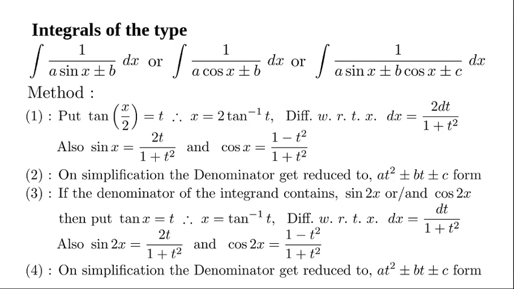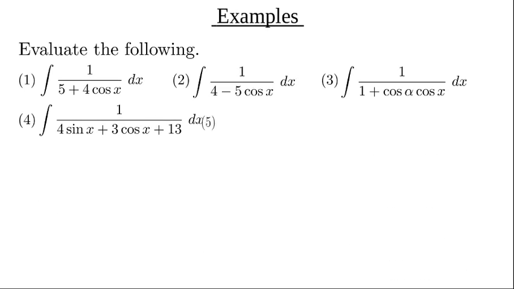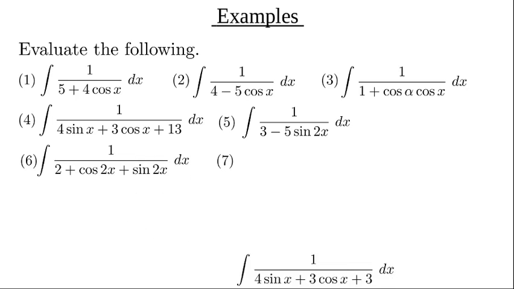So let us consider. And again, after simplification, it will get reduced to the form of at square plus or minus bt plus or minus c, which is a quadratic polynomial. And you know how to handle those kinds of quadratic polynomials. So let us consider some examples based on this format. So these are all the ones that we are going to consider.